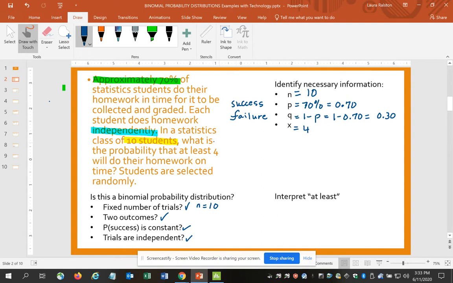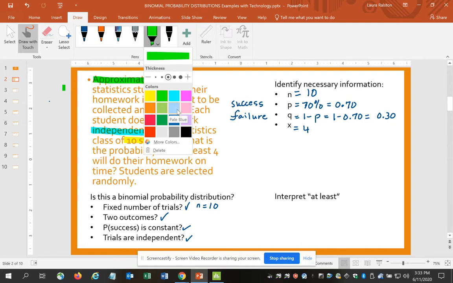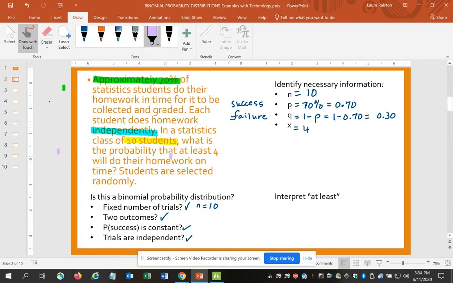More specifically, it asks us to find at least 4. Sometimes those words get confusing to students and they are uncertain what they mean. So let's think about what the phrase "at least" means. If you think about it from an English perspective, and then from a math perspective, at least means you can have that number or more.